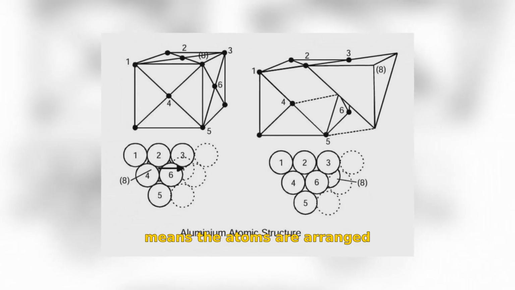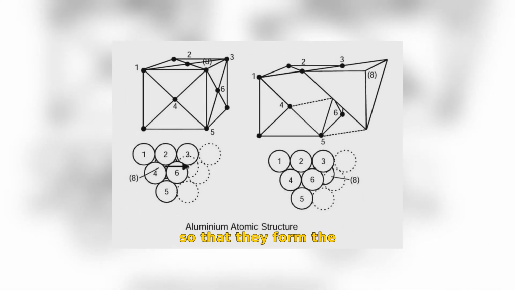This means the atoms are arranged so that they form the corners of a cube, with one atom in the center of each face. The length of a side is about 0.4 nanometer. If the material is strained enough to cause plastic deformation, certain crystal planes slip in particular directions.